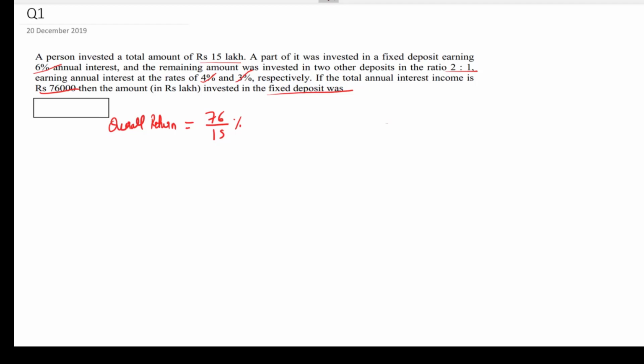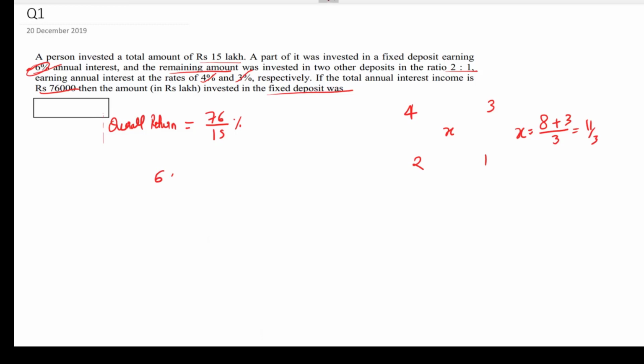Now we need to find the overall return for the second part, the remaining amount. This is given as 4% and 3%, and we assume this is the overall return for this part, and we have the ratio. Now x will be (8 plus 3) upon 3, which equals 11 by 3. Now we know the return for this part, and the return for this part, and the overall return.